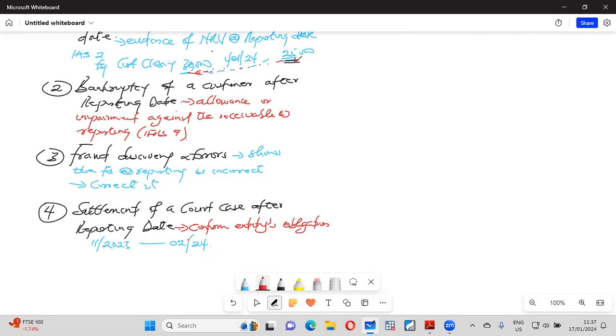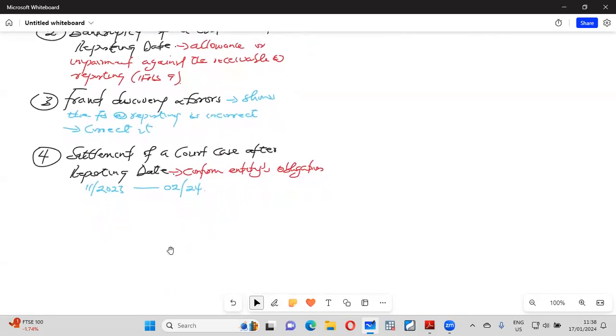And if there is any amount received or receivable as an insurance claim, where it's being negotiated, that one too, like I said, is what we call a contingent asset. You don't know whether you're going to win the case or not. So the money that you'll be receiving from the insurance company will be based on whether you win the case or not. So these are all adjusting events.